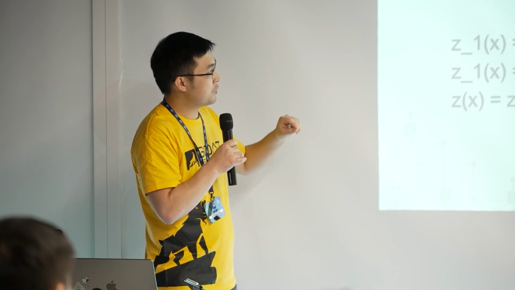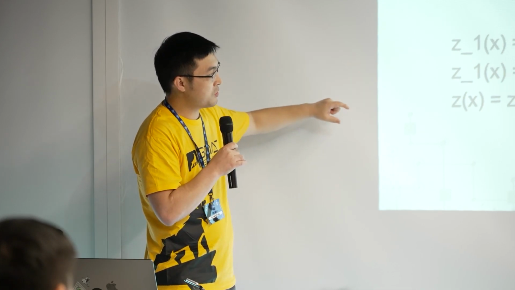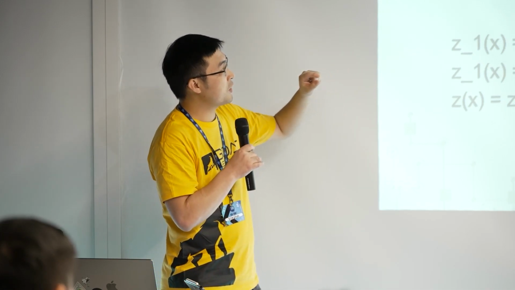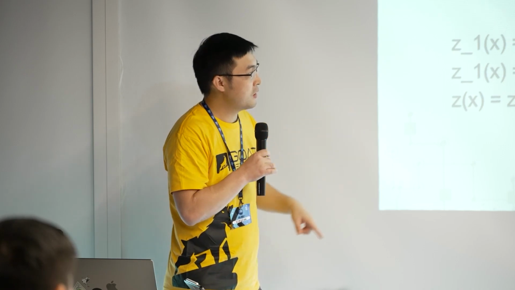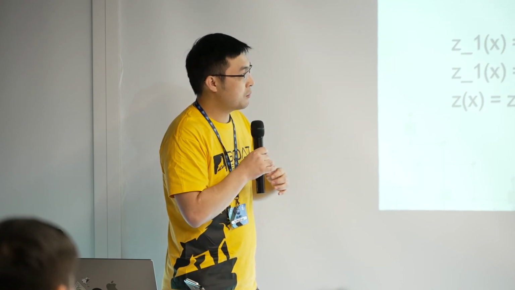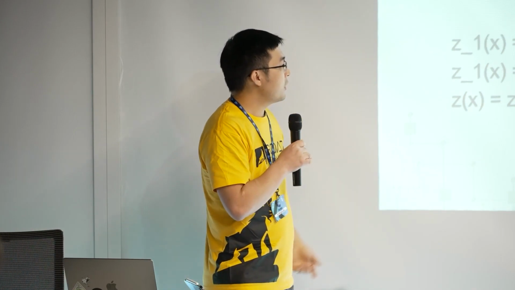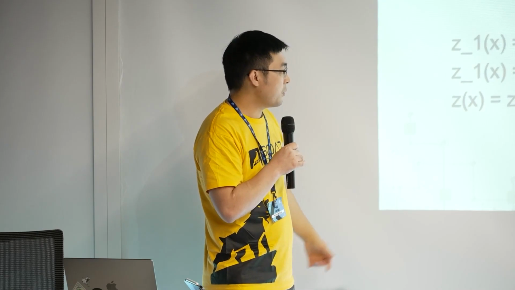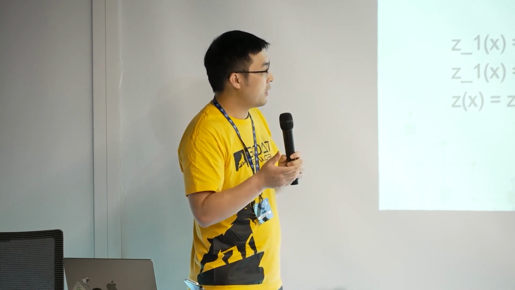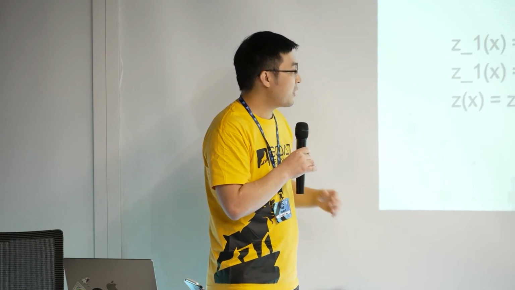So then we need to split the polynomial into different expressions, and we also introduce an intermediate polynomial like this Z1 prime polynomial. So we calculate Z1(x), and then we check the equivalence of Z1(x) and Z1 prime(x), and then finally we calculate the final Z(x).